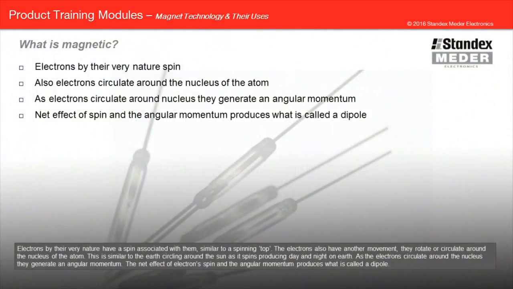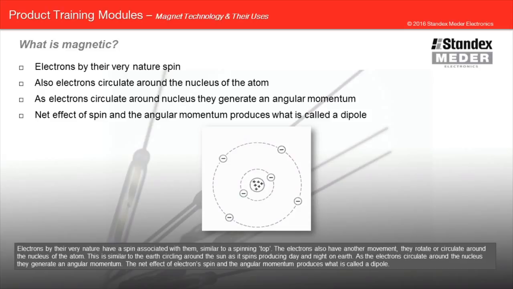Electrons, by their very nature, have a spin associated with them. Similar to a spinning top, the electrons also have another movement. They rotate or circulate around the nucleus of the atom. This is similar to the Earth circling around the Sun as it spins, producing day and night on Earth. As the electrons circulate around the nucleus, they generate an angular momentum.